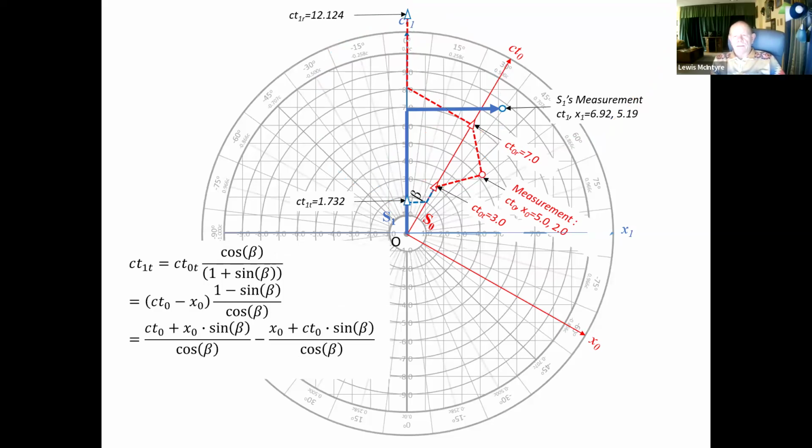Now let's do the math. First, we calculate Sam's time of transmission, CT1T, as the inverse Doppler shift of Sally's time of transmission, CT0T, expressed in terms of CT0 and X0. Rearranging this, we find that CT1T is the difference between the Lorentz transform for CT0 and that of X0.